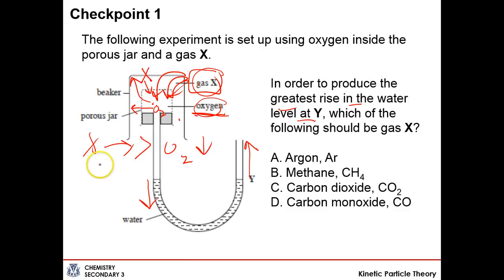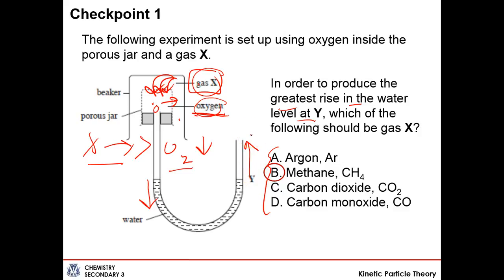So for X to diffuse faster, it means that X must have a lower relative molecular mass compared to O2. So if I were to count the relative molecular masses of all these 4 different gases over here, I will come to the conclusion that methane is the lightest gas, which means it will diffuse faster than oxygen, which means that it will enter the porous jar faster than oxygen goes out. So as a result, the pressure inside is increased and it pushes the water level down. Okay, which means X here will rise up.